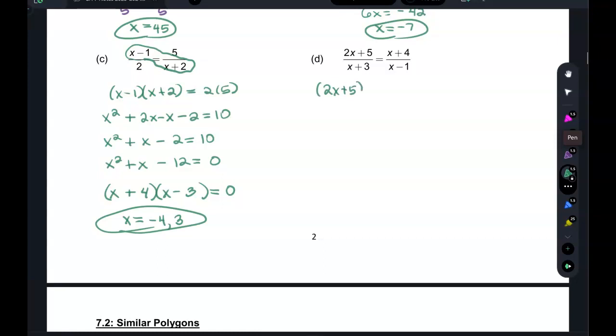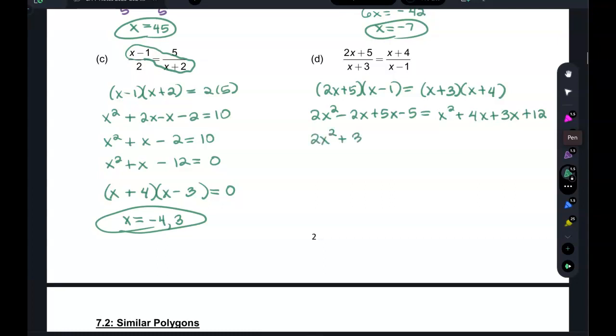So we have 2x plus 5 times x minus 1 equals x plus 3 times x plus 4. Again, we're going to FOIL. So we get 2x squared minus 2x plus 5x minus 5 equals x squared plus 4x plus 3x plus 12. Let's combine like terms. So we have 2x squared plus 3x minus 5 equals x squared plus 7x plus 12.